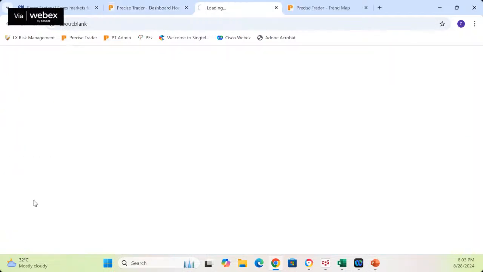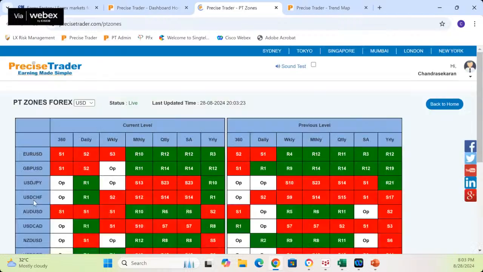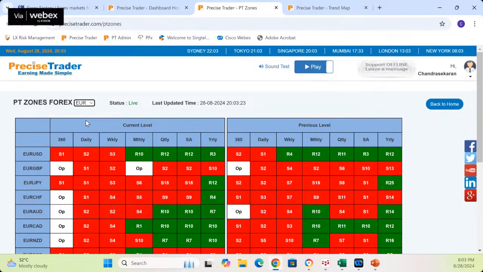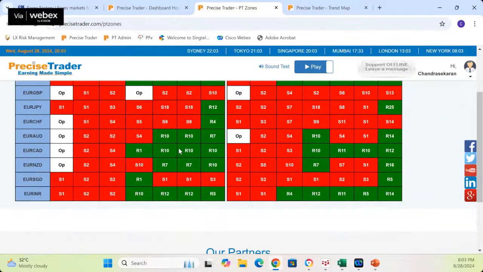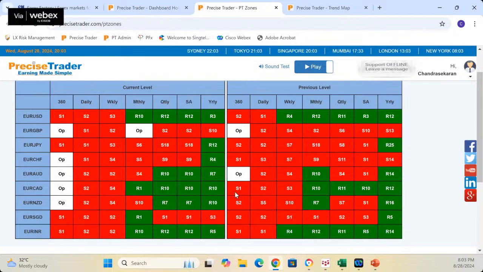The next thing we look for is the PT zones. When we look at the PT zones, this should also give us the same answer. Then it gives us double confidence. When we look at euro dollar, it is giving similar signals. This is telling you that euro dollar and euro yen are a good bet. Euro Swiss, Euro Aussie, Euro Cad, Euro New Zealand, Euro Pound have not moved, and are expected to move soon. Of course, we look at the chart, then we decide.